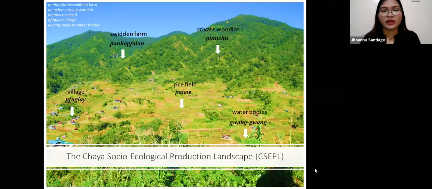So in this figure, you can see an example of Chaya socio-ecological production landscape, or what I am going to call SEPL in this presentation. In this photo, you can see the landscape of the Chaya rice terraces composed of different components: the village, or what they call Fuglay in Ifugao dialect, the swidden farm, the Ponhafalan, the private woodlot, or the Pinushu, the rice field, or the Padjao, and the water bodies, or Guangguang in Ifugao dialect. So each component is important in the landscape and interacting with one another to produce goods and services.